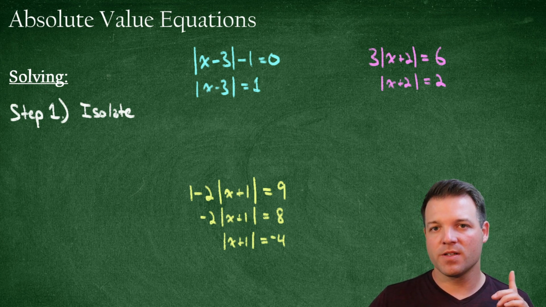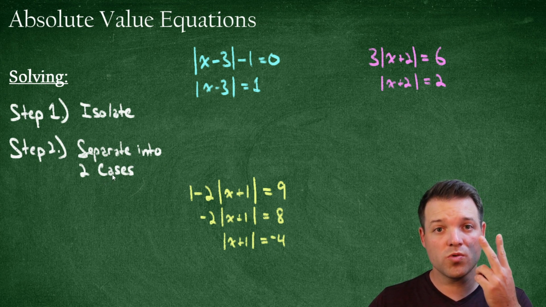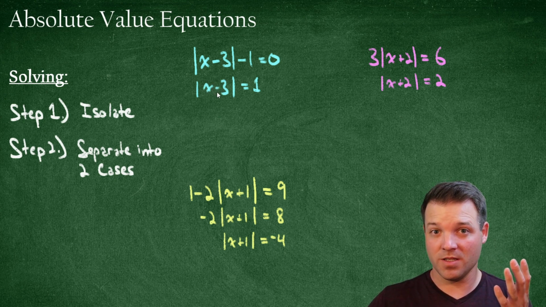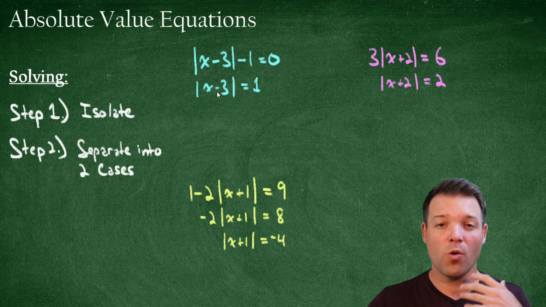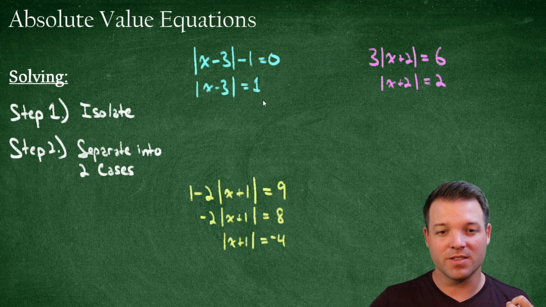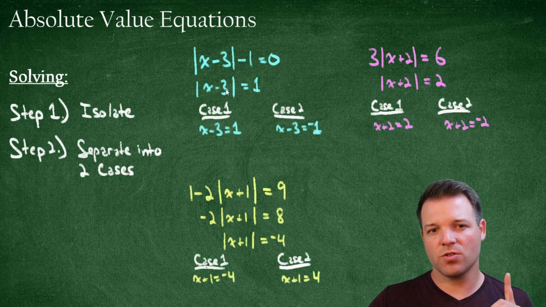All right, now step 2 is going to be separate into those 2 cases, right? Remember, whenever we have any absolute value, it could be a positive on the inside, a positive version of itself, or it could be a negative. Okay, so what does that look like? Well, essentially, it looks like this. So let me guide you through each one of these.